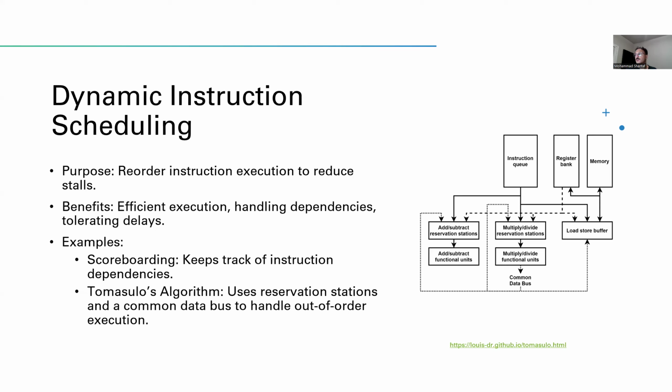Over here on the side, in the figure, we have an example of Tomasulo's algorithm and how it works. It goes through an instruction queue, and then it goes through an addition or subtraction reservation station, maybe a multiplication or division one, and then it all falls back to the common data bus. From the common data bus, it goes back to the register bank or to the memory, and it will reoccur again. So it's very efficient, and it tolerates delays in terms of execution.